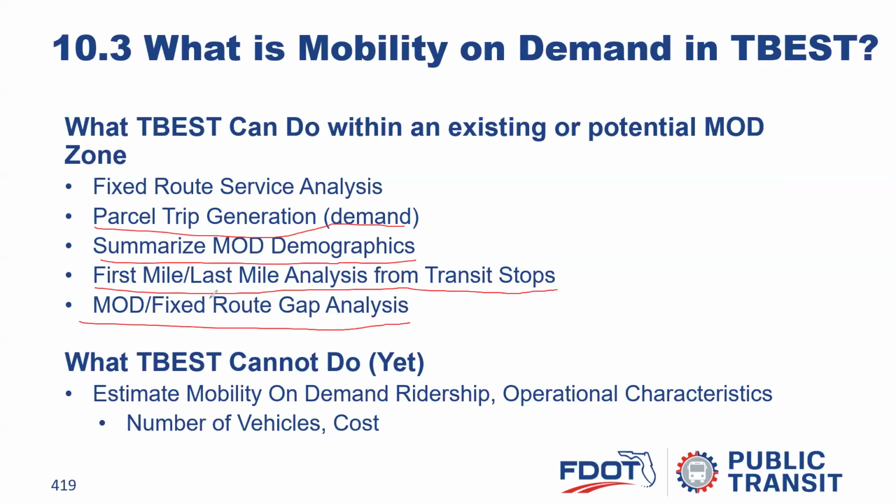MOD and fixed route gap analysis. So where do fixed routes and MODs collide? Where are the gaps where MOD would serve those areas where fixed route does not? So what T-Best cannot do yet is estimate mobility on demand ridership or operational characteristics in terms of number of vehicles and cost.